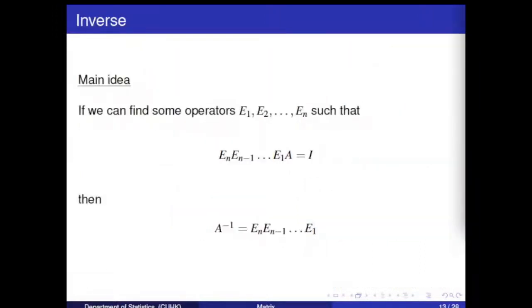Here is the main idea of the inverse. If we can find some operators E1, E2, to En such that this is equal to an identity matrix, then the inverse of A is equal to En times En minus 1 through to E1.